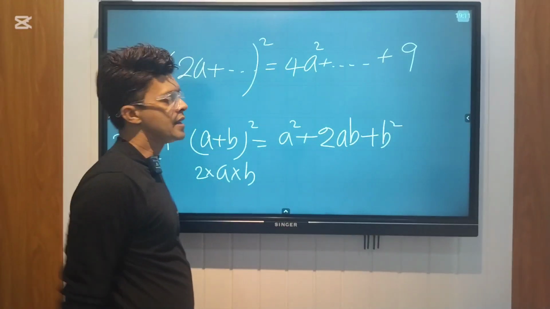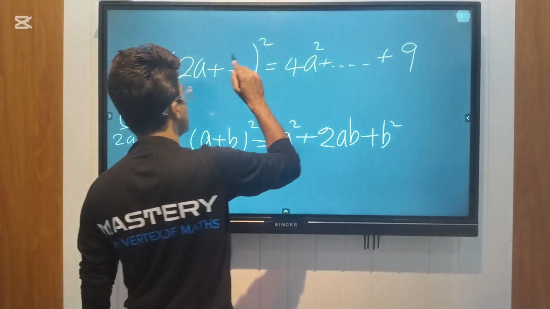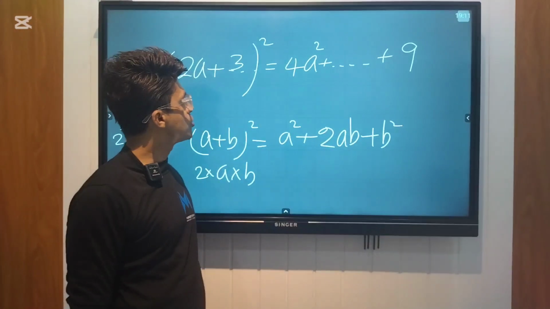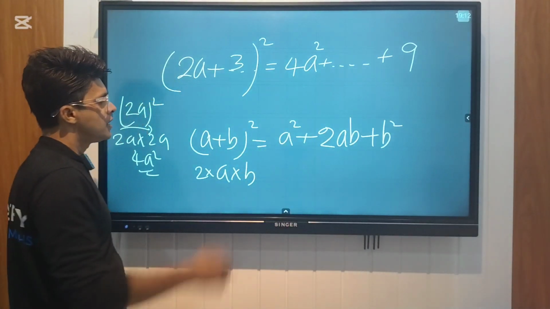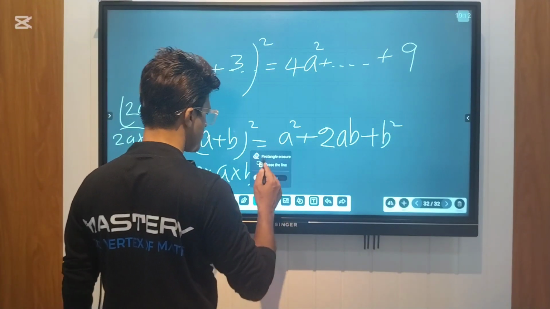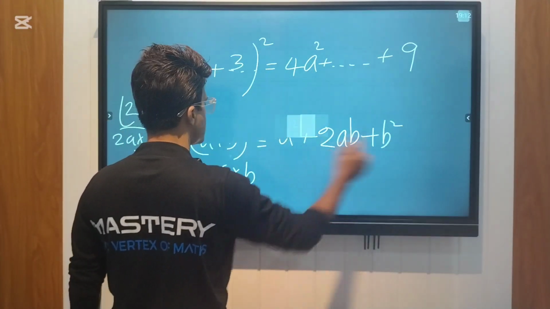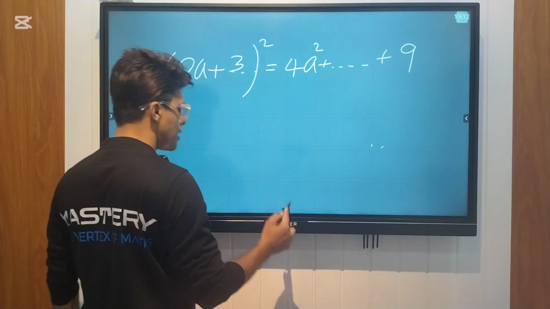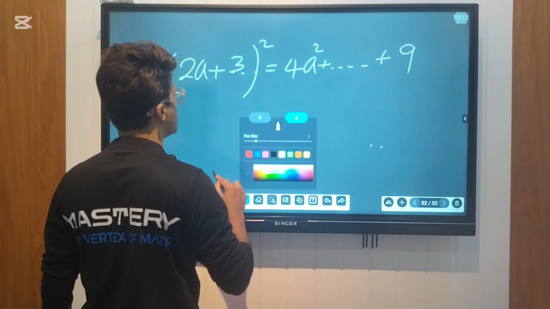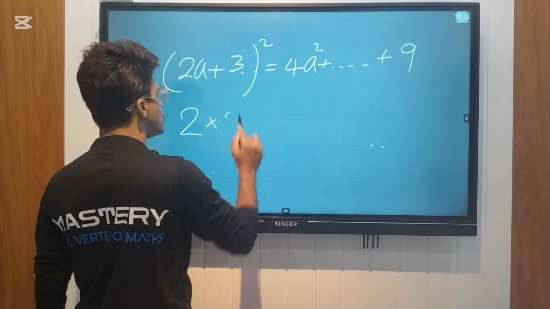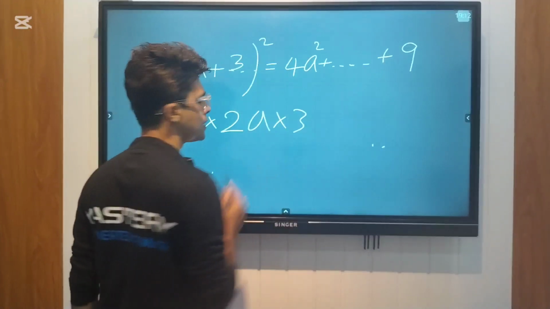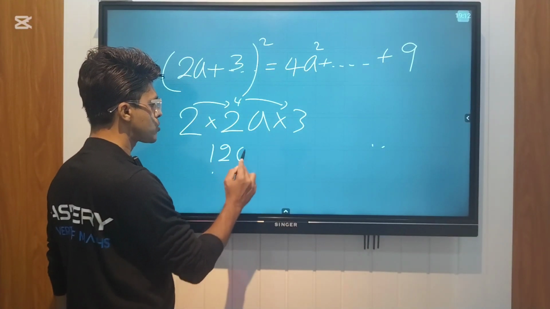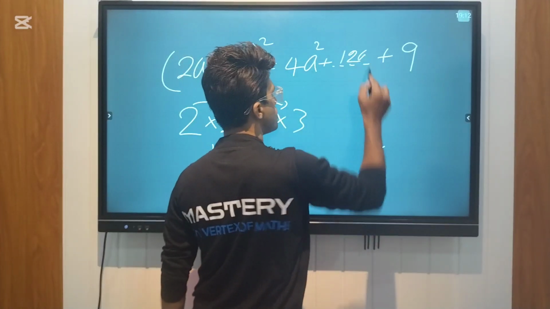How do we get 9 here? In order to get 9 here, this value must be 3. The reason is 3 squared is 9. Now, previously I taught you that in order to get the middle value here, generally we multiply. Then 2 times 2a times 3. Then 2 times 2 is 4, 4 times 3 is 12. So the answer is 12a. Here the value should be 12a.